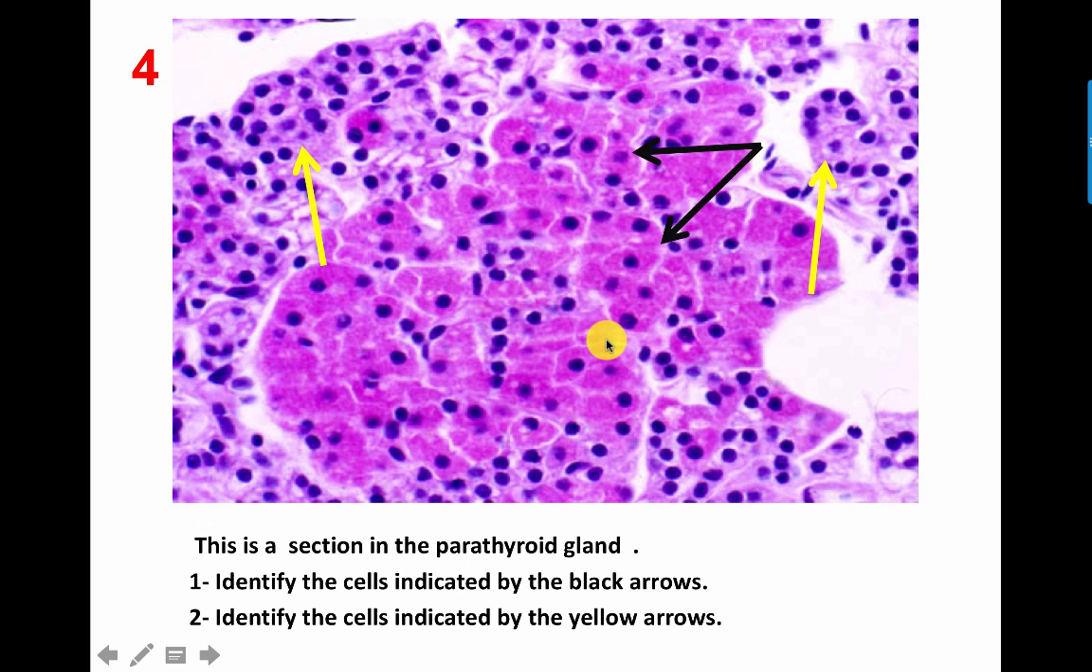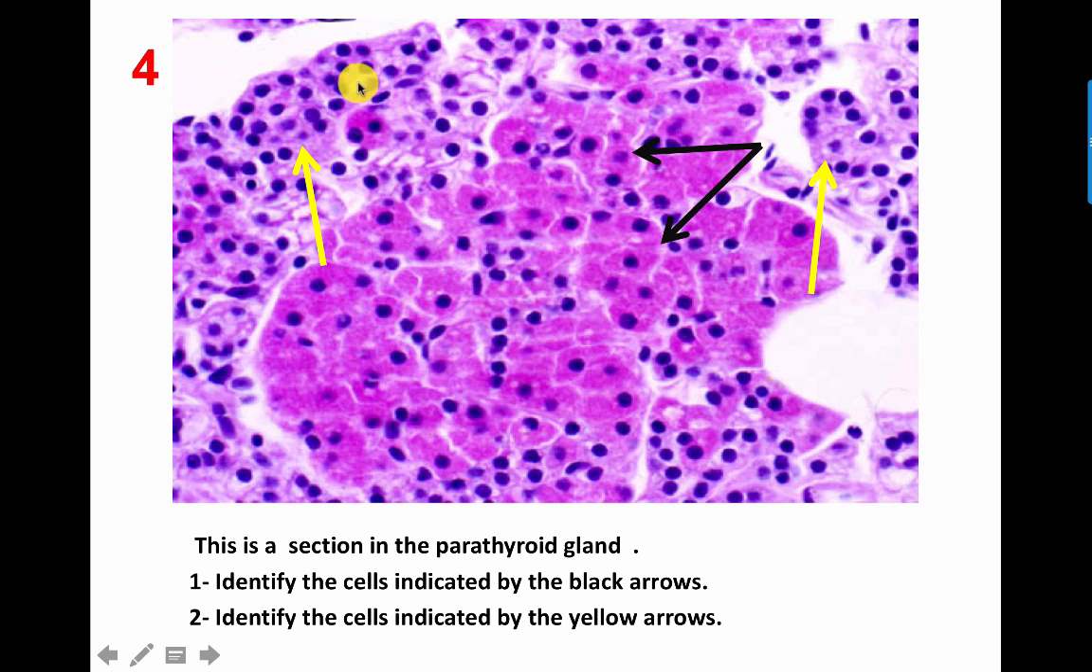Number 4, this is a section of the parathyroid. Identify the cells by the black arrow. It is the oxyphil cells. These cells appear after some time of your age, not from the start, and increase with the advance of age, of unknown function, and they are acidophilic, and they contain by the electron microscope a large number of mitochondria.